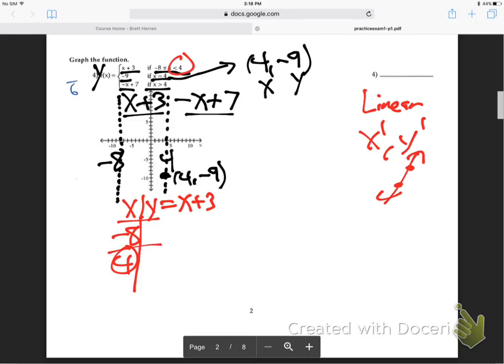But you don't want to make the mistake that I've seen many students make over the years. They'll go, oh, it's less than 4.